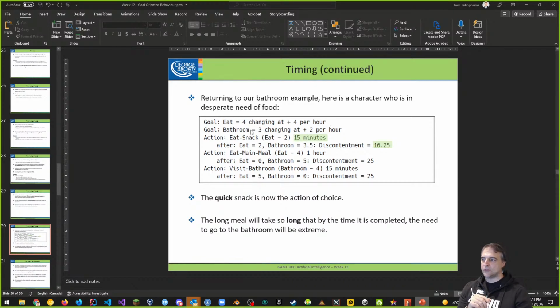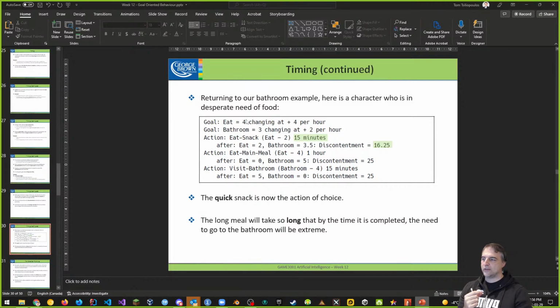So in 15 minutes, you reduce your eat to 2. But because 15 minutes pass, bathroom is ticking along too. Your bathroom insistency is ticking along, and your burn rate is at 2 per hour, right? That means in 30 minutes it's going to go up by 1, but in 15 minutes it's going to go up by 0.5. So now you can see that bathroom goes from 3 to 3.5. And if you take these and calculate the discontentment by squaring these numbers, 2 times 2 is 4, and 3.5 by 3.5, you come up with a discontentment that works out to be 16.25.